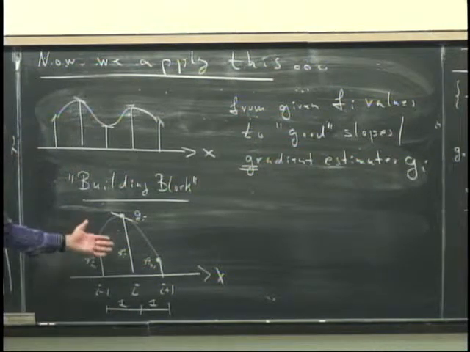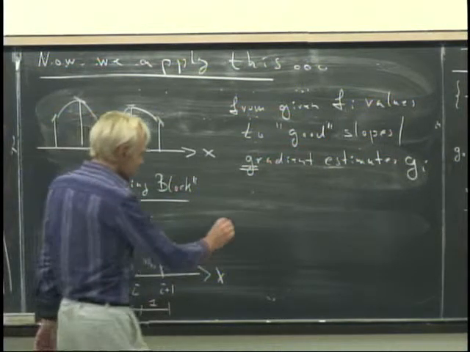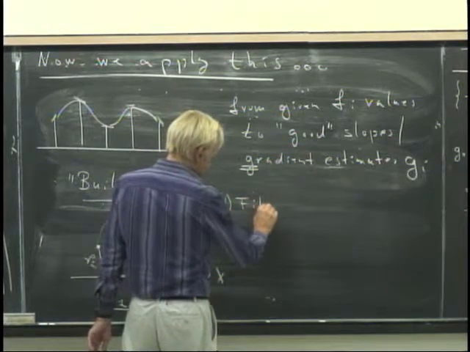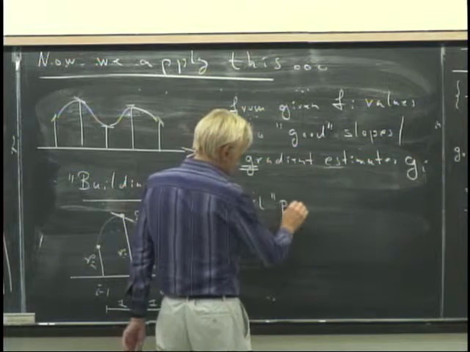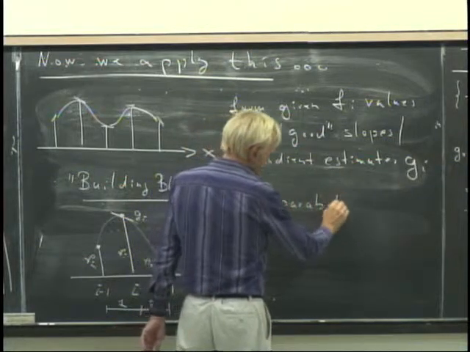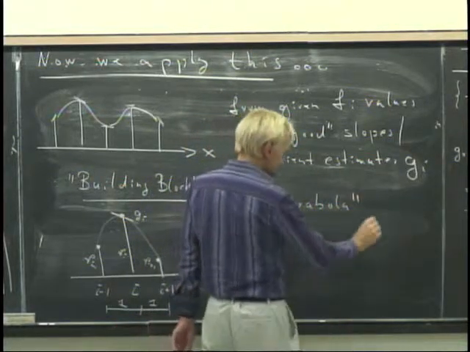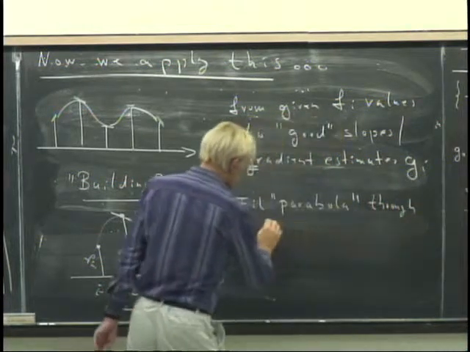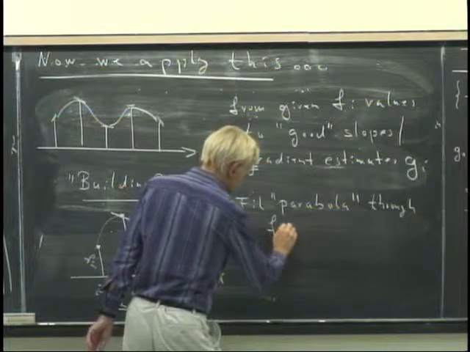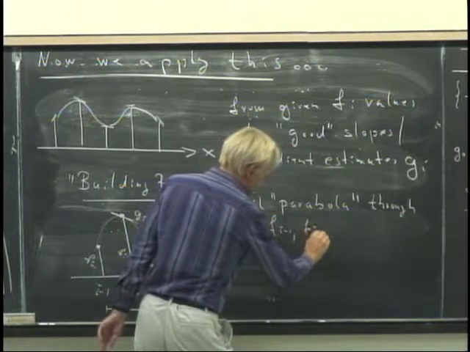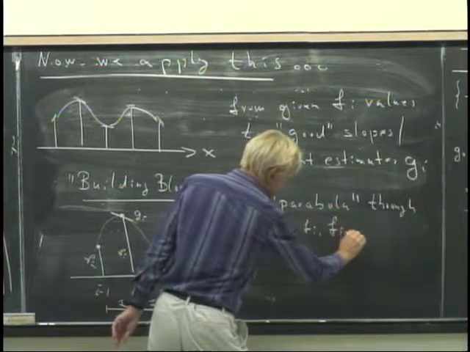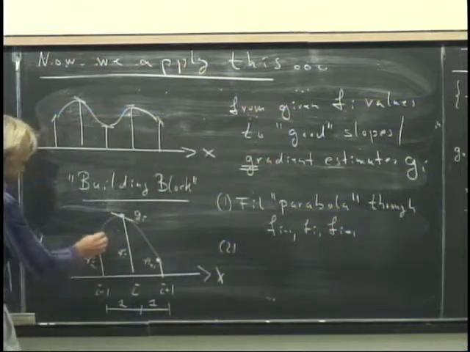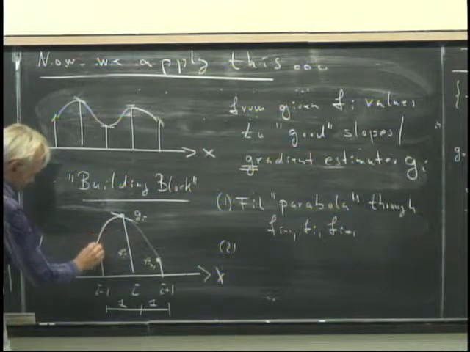And so now I just give you the formula. The building block is step 1. You fit a parabola. Your eye is doing that. Fit a parabola through these sticks, f_{i-1}, f_i, f_{i+1}. Okay, step 2, this is this happy parabola which I'm drawing.